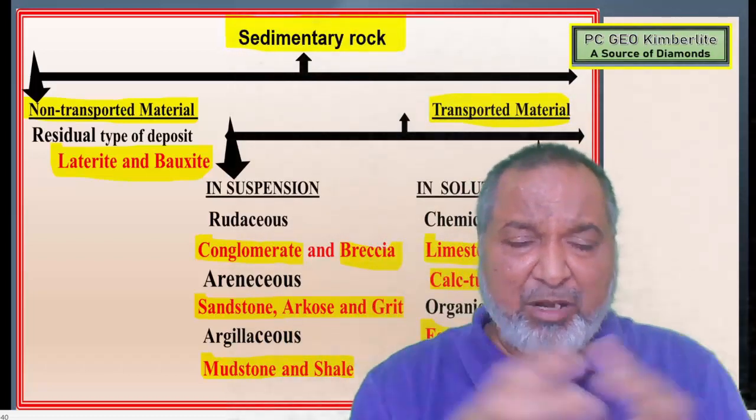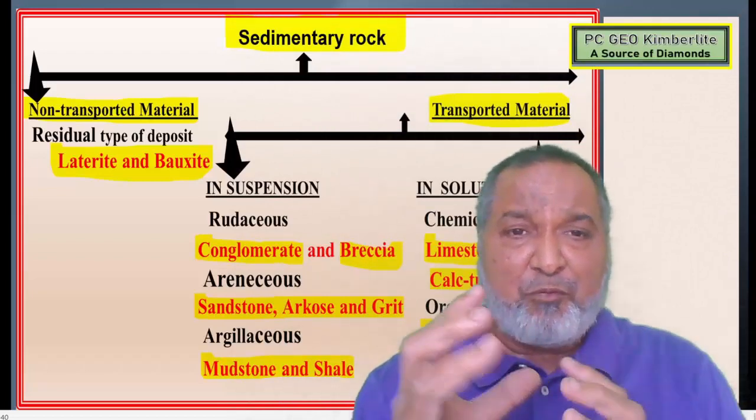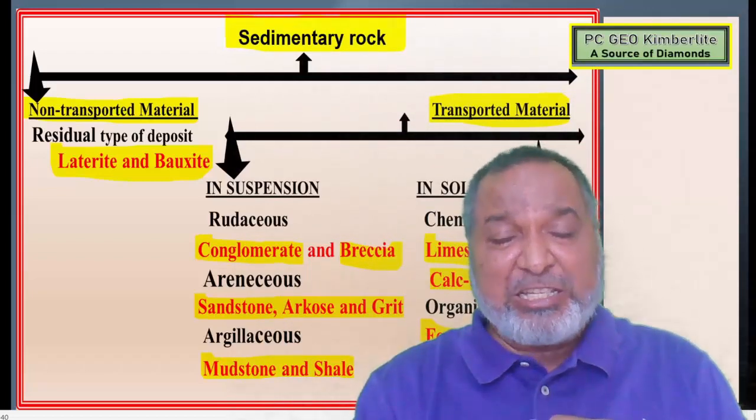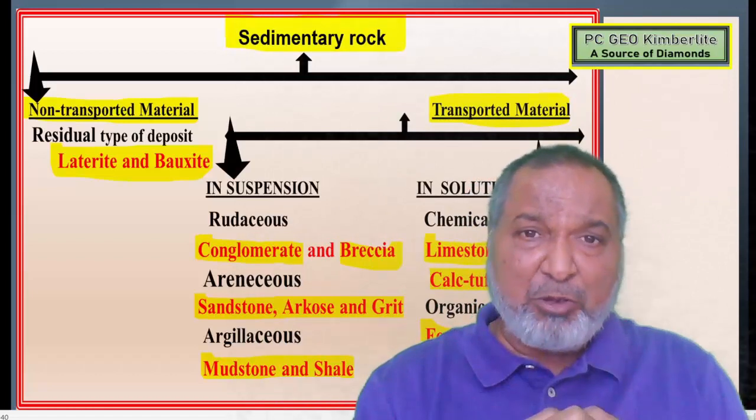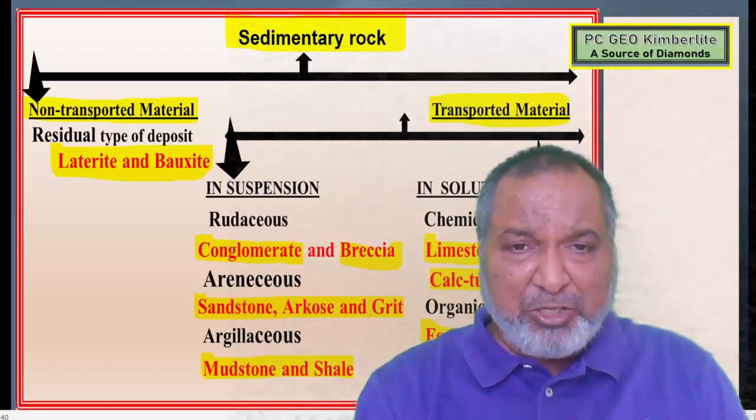cobble, pebble, gravels. Grain size is very coarse, 64 mm to 4 mm. So that is the rudaceous type. And in that we are going to have the conglomerate and breccia. What is the difference between the conglomerate and breccia?